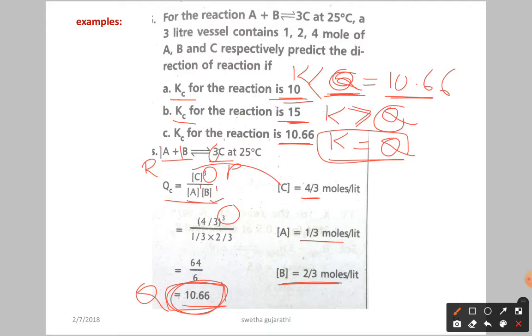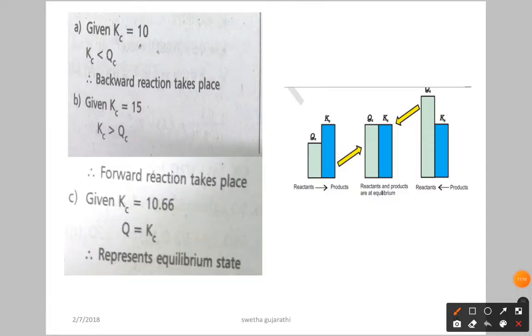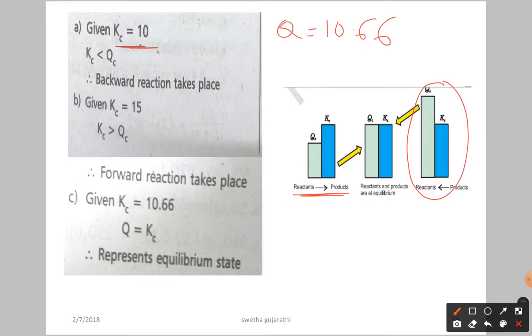Now if you see the direction of the reaction for the first case, Q value we got is 10.66. In the first case, Kc is equal to 10, so this is the condition. Qc is more, Kc is 10. So here the product is converted into reactant, which means the backward reaction is favorable. So here the backward reaction is taking place.